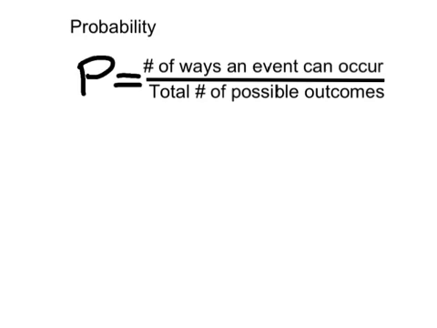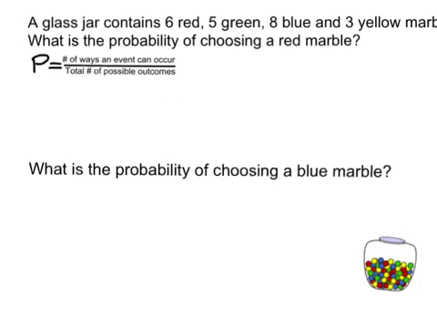Example number 3. We're going to be talking about probability. To find the probability, we're going to be looking for the number of ways an event can occur over the total number of possible outcomes for that event. So for our first example, we have a glass jar. It has 6 red marbles, 5 green marbles, 8 blue, and 3 yellow marbles, all in the jar. We want to know what the probability of choosing a red marble is.